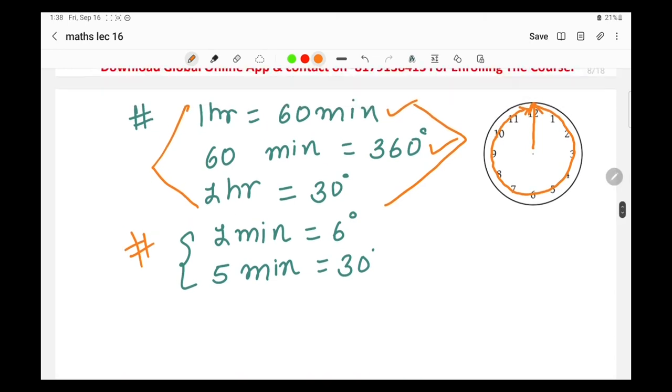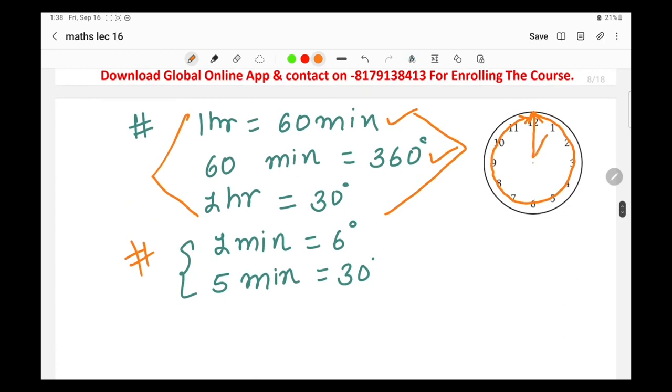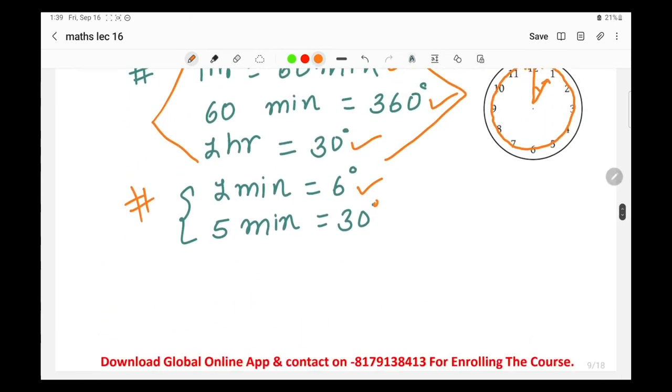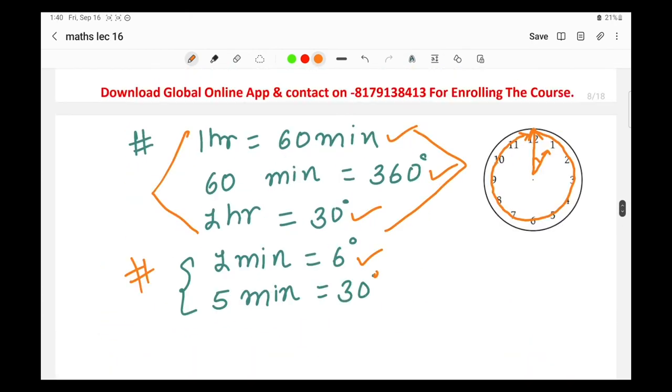As we know, in 1 hour, if we are moving from 12 to 1 o'clock, how many degrees are we crossing? Here we are crossing 30 degrees, and in 1 minute we cross 6 degrees, and in 5 minutes we are crossing 30 degrees. So these facts are very important. This was the summary of the facts that we have to keep in mind regarding solving the questions.